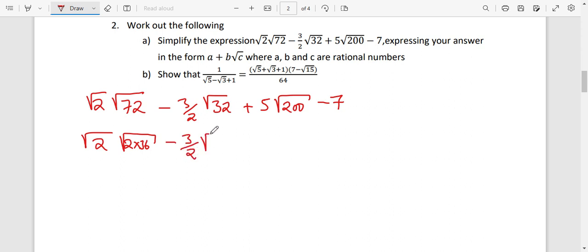Yes, sir. Okay, minus 3 over 2. Now, how many times can 2 go into 32? Esther, 2 into 32? That is 16, very good. And then plus 5 is square root. And then you also have a 2 can go into 200. That is going to be 100. Yes, Abigail.